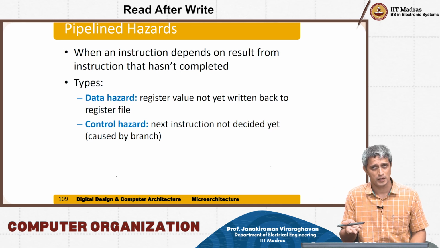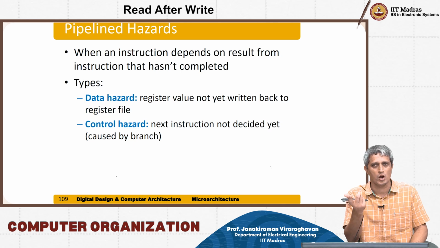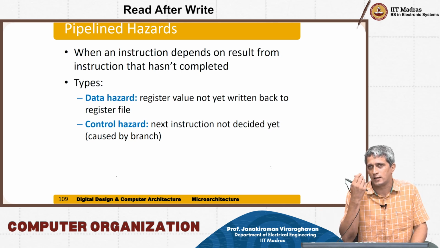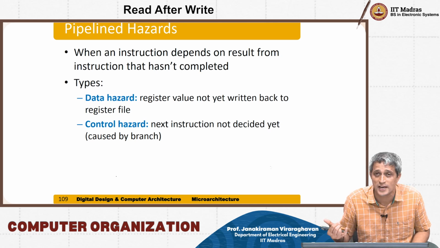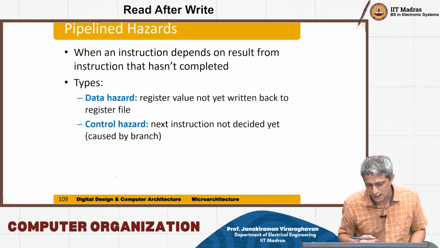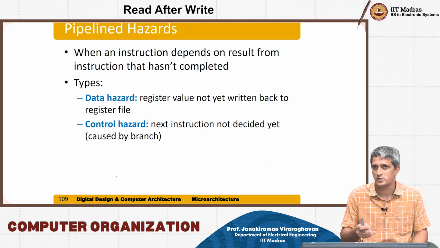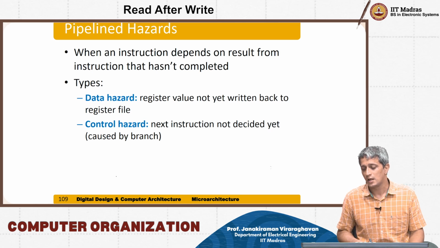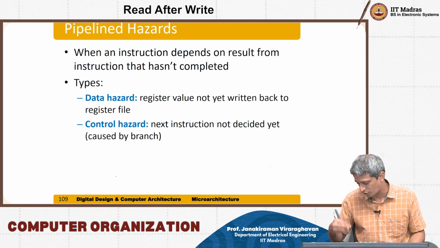In the second clock cycle, like we saw now, until you change the hardware of the register file going from clock to clock bar, it was not possible for us to use the same hardware for this consistent functionality. So there are two types of hazards. One is a data hazard, where the register value is not yet written back into the register file, just like we saw now, and the other is a control hazard. A control hazard is when the next instruction has not been decided, for example in a branch instruction.